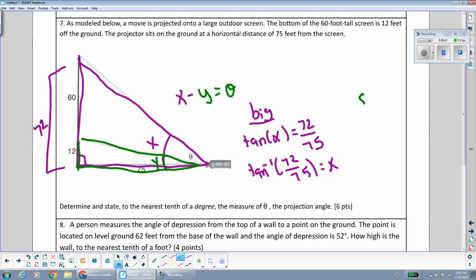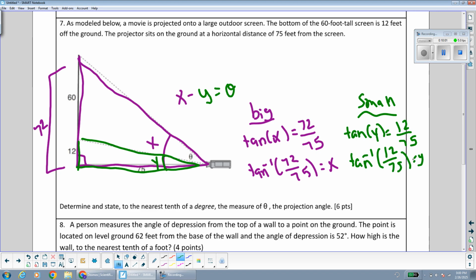Now for the small right triangle. For the small right triangle, we have opposite 12, and we have adjacent 75. So once again, that's tangent. To get the angle, we're going to use inverse. And now we can simply just subtract. I'm going to do that right in the calculator.